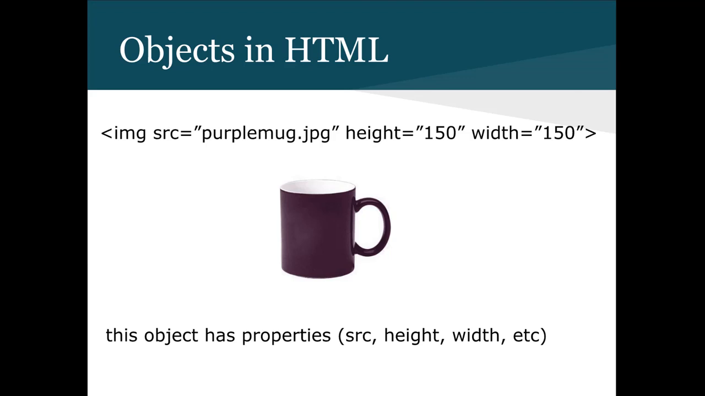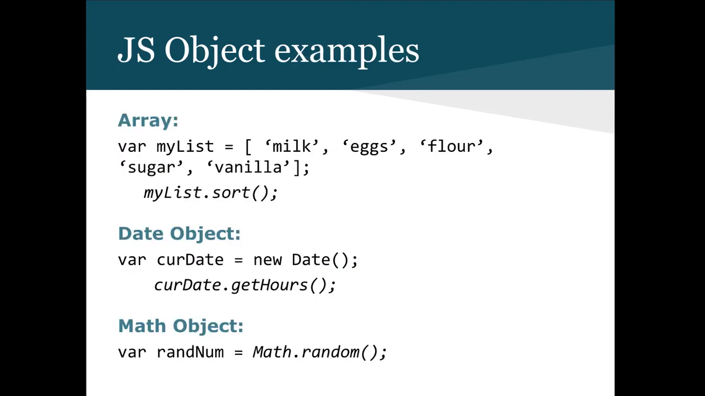There are hidden properties for this item, like its current position on the page, any CSS declarations that would affect it. We can access those items through a method called getComputedStyle. All of these properties can be accessed and updated through JavaScript. Here are some examples of built-in JavaScript objects with methods attached to them.